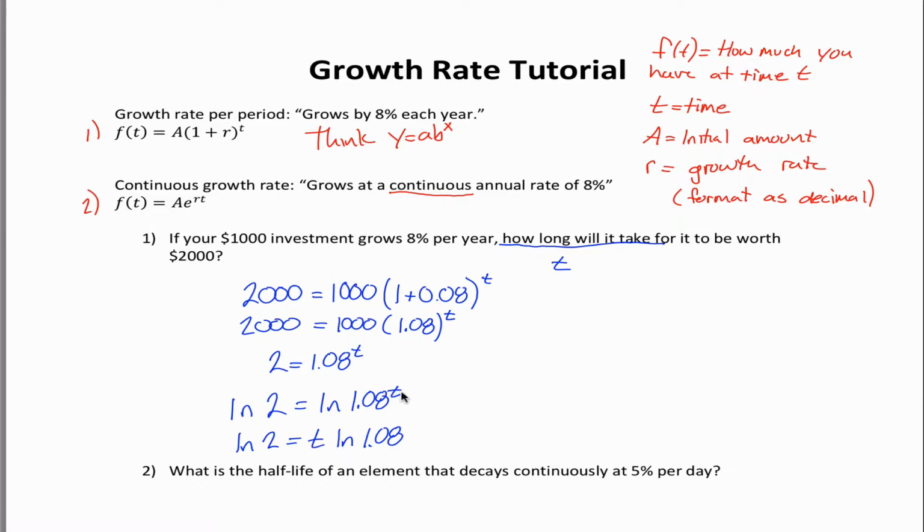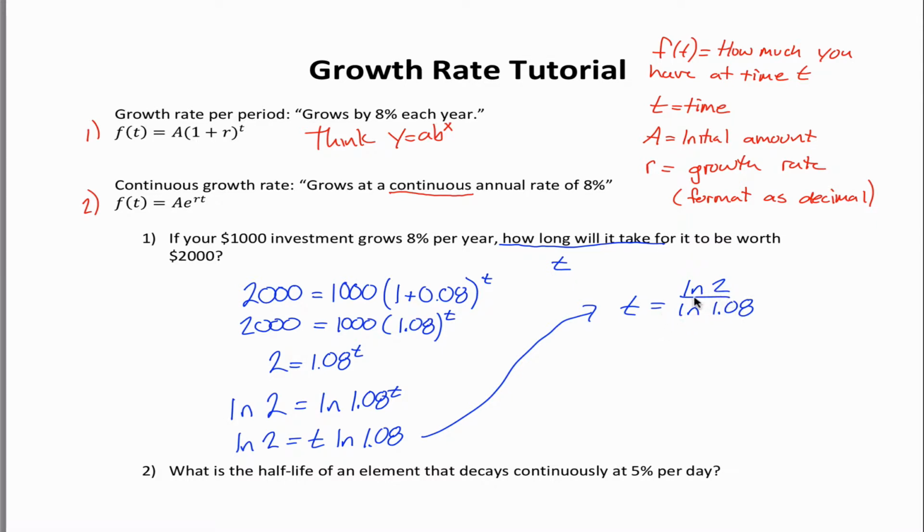So now the T is not up in the exponent. That's awesome. Now I can solve for it. How do you solve for it? Well, it's T times something. So divide by this something. And you got T equals natural log of 2 divided by the natural log of 1.08. If you care what that is, I mean, I don't. But you throw this into a calculator and figure out what it's equal to if you care. I don't know that I really care.